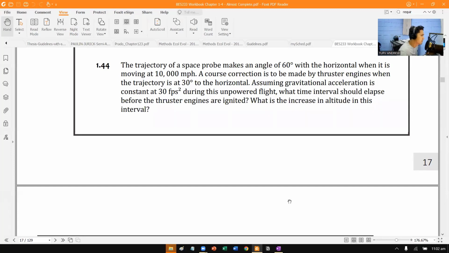The trajectory of a space probe makes an angle of 60 degrees with the horizontal when it is moving at 10,000 miles per hour. A course correction is to be made by the thruster engines when the trajectory is at 30 degrees with the horizontal. Assuming gravitational acceleration is constant at 30 feet per second squared during this unpowered flight, what time interval should elapse before the thruster engines are ignited? What is the increase in altitude in this interval? So, that's our question.